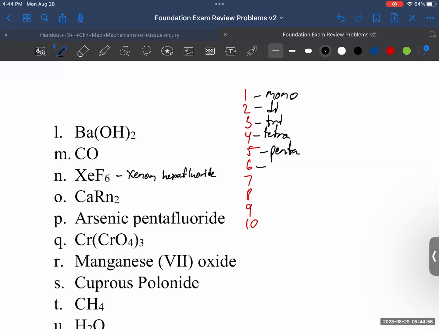6. Hexa, like hexagon. Or for 5, you could just remember pentagon. I just realized that now, but hexagon. 7. Hepta. Yeah, because I don't know, chemists are weird like that. So it's a heptagon, not a septagon. So hepta. All right, 8.